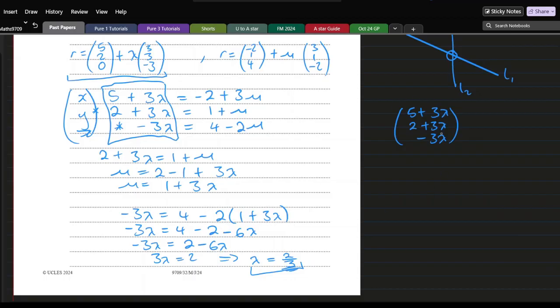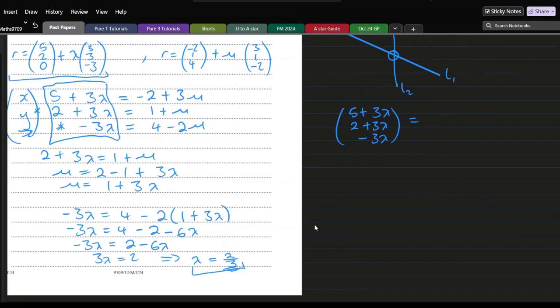So to get the coordinates of the point of intersection, we simply substitute our lambda. So this here becomes 5 plus 3 times 2/3, 2 plus 3 times 2/3, minus 3 times 2/3.